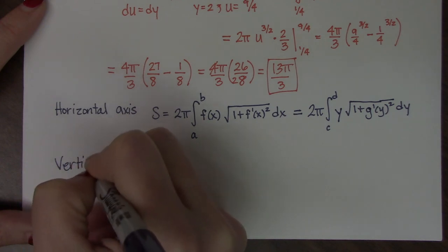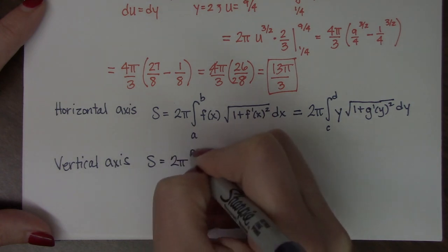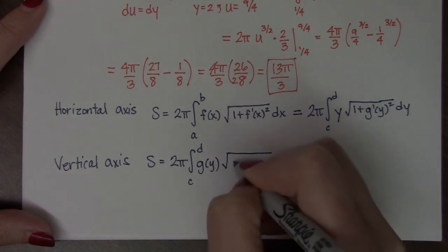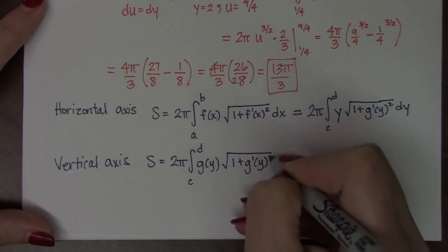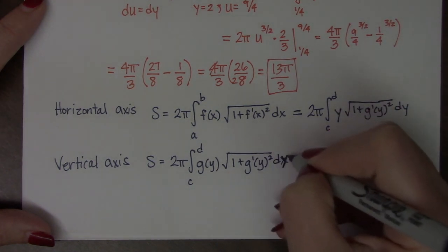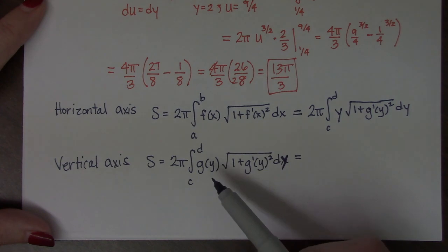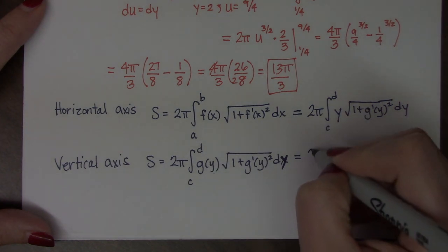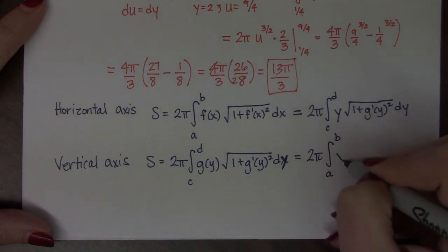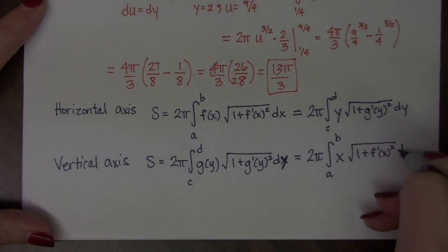If you're going around a vertical axis, then the surface integral is 2 pi from c to d of g of y times the line integral with respect to y, or, oops, that should be dy. If we want to switch to variable x, in the same way the y values come out of f of x, the x values come out of g of y. So we can say this is 2 pi, going back to a to b because we want the bounds on x, of x times the square root of 1 plus f prime of x squared dx.